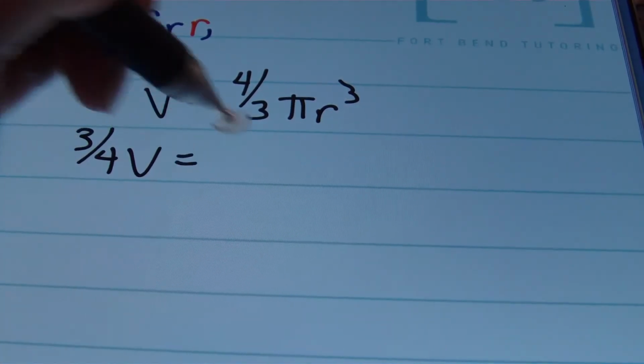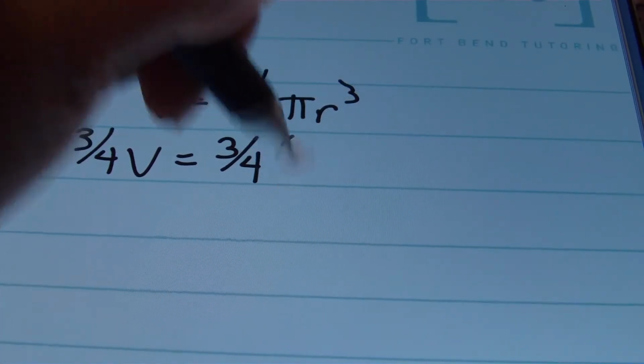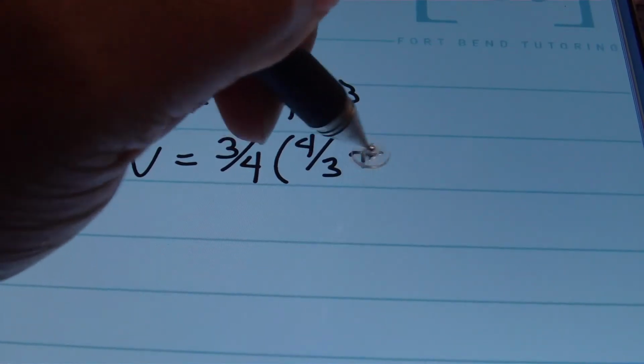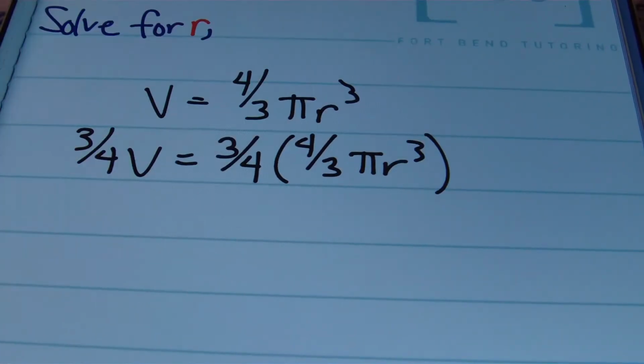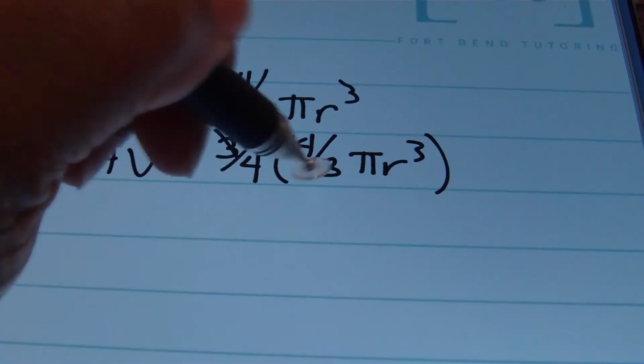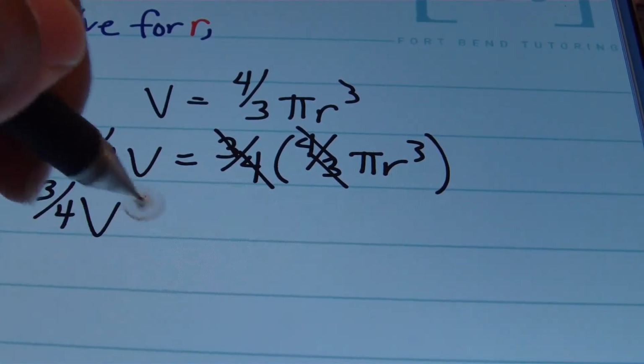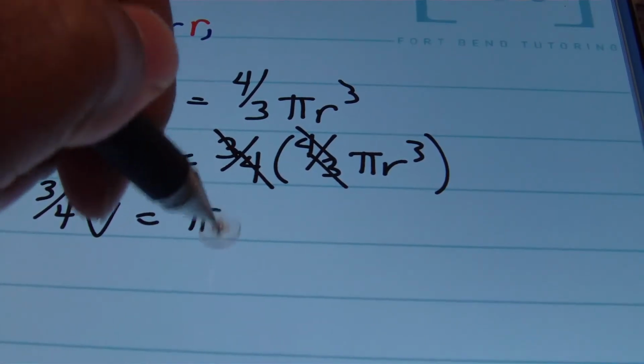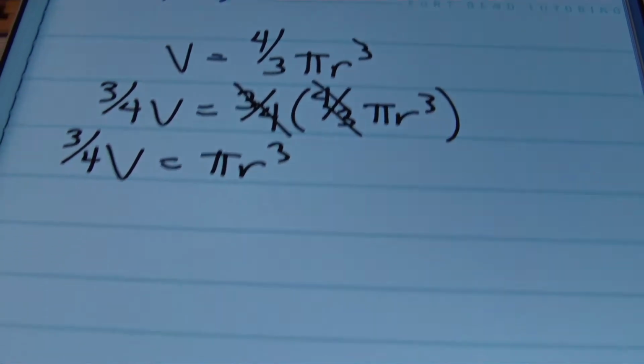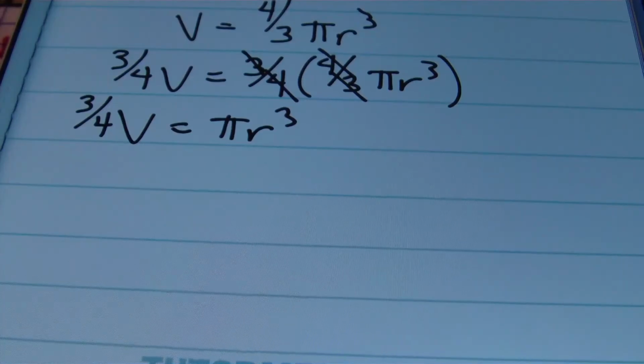The reciprocal is always a fast way to get rid of a fraction in a problem, ladies and gentlemen. On the right side, the 3's will cancel out, the 4's will cancel out. I'm bringing down 3/4 v. I am enjoying myself right now, in case you were wondering. And next, I will be dividing both sides by pi.